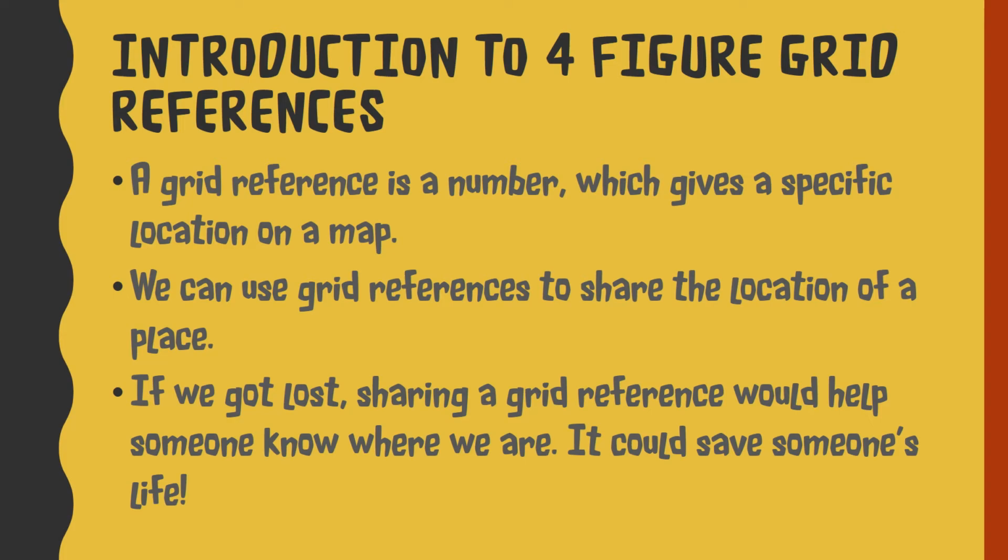So I said in the learning objective, we're going to be looking at something called 4-figure grid references. That's basically a reference to a certain point that tells you exactly where you are on a map. Like I said earlier, if you were to get lost, you would give somebody that exact location and say, this is where I am. If you needed something like an ambulance, you would tell them, this is where I am on the map, come and find me here. And you would give them your 4-figure grid reference that we're going to look at finding. So we're going to now look at how we can find those reference points.